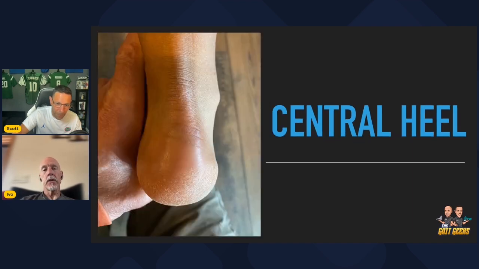Yeah, I agree. And then this one is that center heel callus. Again, I tend to see this more with that lack of ankle dorsiflexion. Exactly.